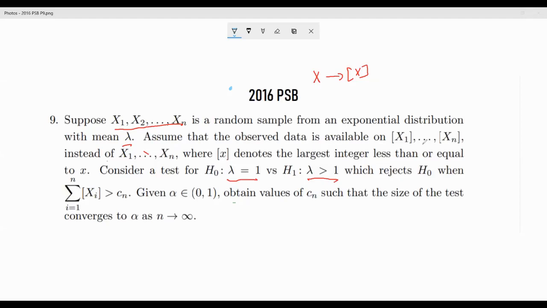So it already gives the rejection rule: we reject H0 if the summation of floor of xi is greater than some Cn. Now we have to obtain values of Cn given an alpha, so that the size of the test converges to alpha as n tends to infinity. For a simple hypothesis, the size of the test is equal to the type 1 error. So these are the basic facts you need to know before approaching the problem. Let's start the problem now.